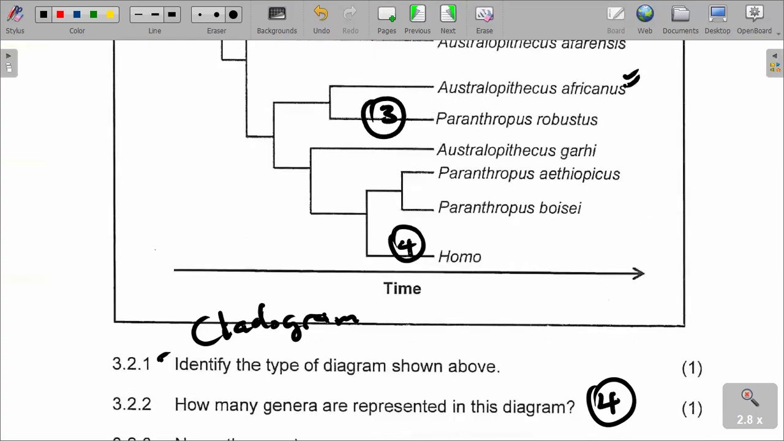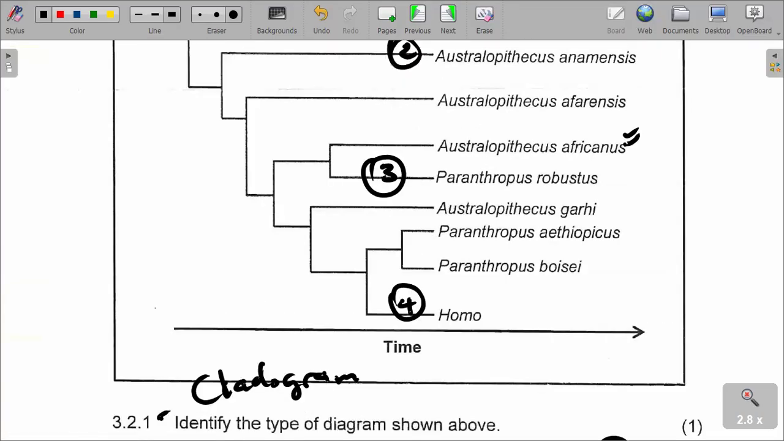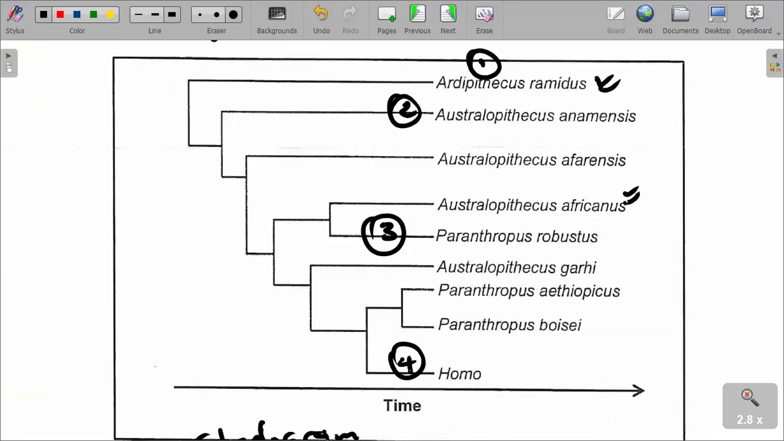We look on the graph. When you look on the graph, Australopithecus africanus shares a common ancestor with, we are saying, this one, the Paranthropus.